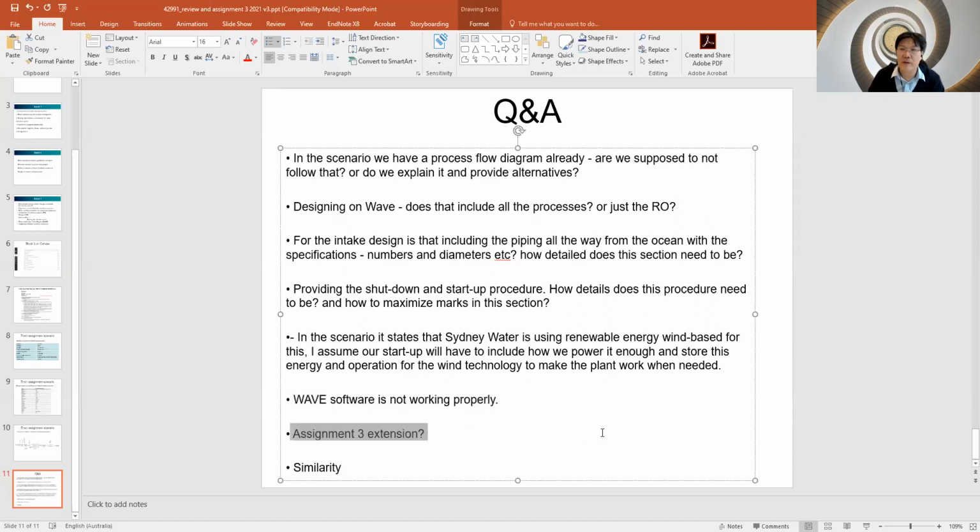Also, extension. Alex mentioned the assignment 3 extension, because this time a lot of assignments and projects are going on. Already several students have asked me to extend our assignment 3. So I'm thinking positively that way.